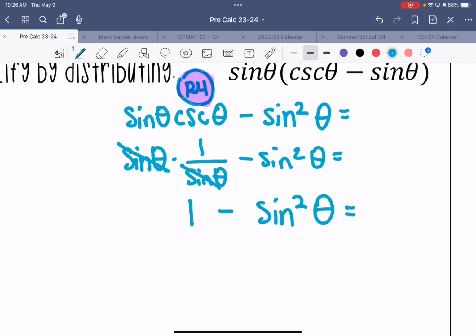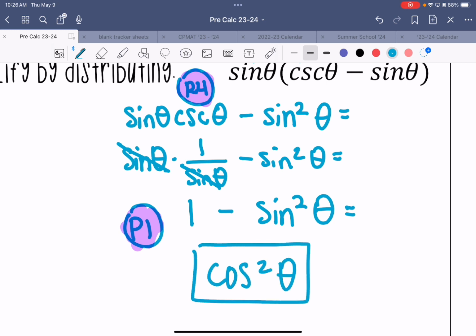Now I'm going to go back to my green sheet. I already said I was looking at P1. Now I do match. If you look at your green sheet, P1, I have 1 minus sine squared is equal to cosine squared. So I can apply P1. I'm going to put it right here, P1. P1 tells me that 1 minus sine squared is equal to cosine squared. Cosine squared is one trig function, so that would be our answer.